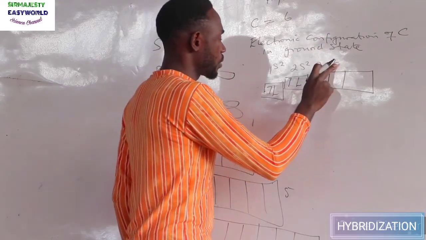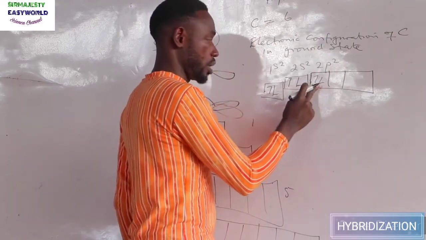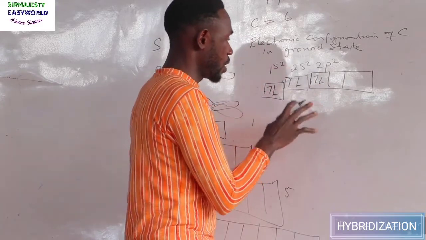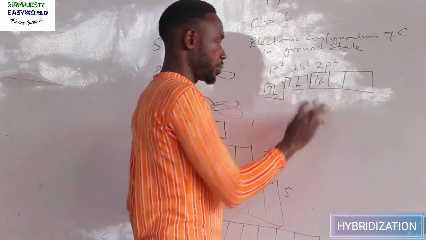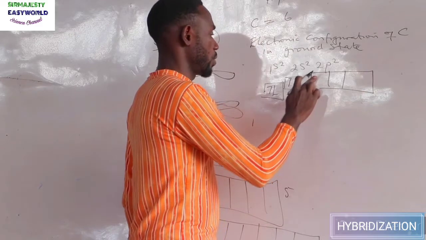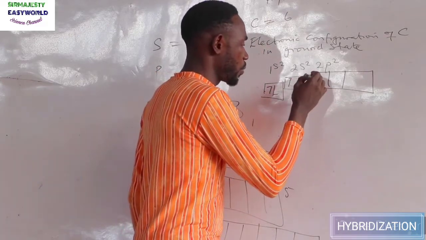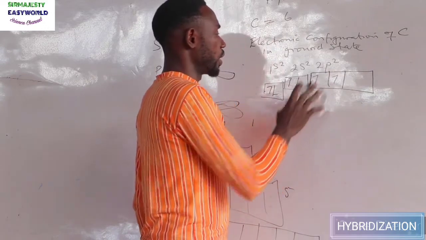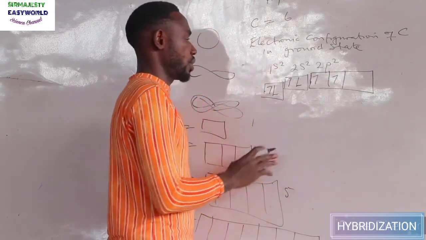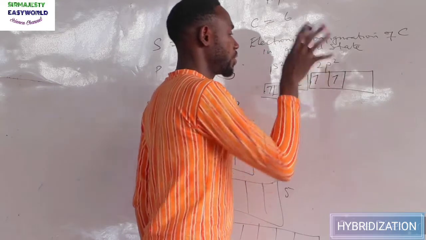Therefore, we have 2 electrons here. I will not put the whole 2 here because this is against the Aufbau principle and equally Pauli's exclusion principle and Hund's rules. So remember your principles, your quantum numbers. What is required is that before pairing will start, I have to write 1, 1. So in this case, this is the electronic configuration of carbon in ground state.